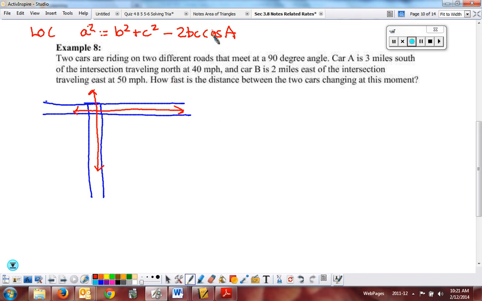Because if I had a 90-degree angle right here, what's cosine 90 degrees? 0. So this would go away, and you end up having one side squared plus another side squared equals the third side squared, which is Pythagorean theorem. And if this is 90 degrees, that would make the A the hypotenuse. And so it all works out, Pythagorean theorem.